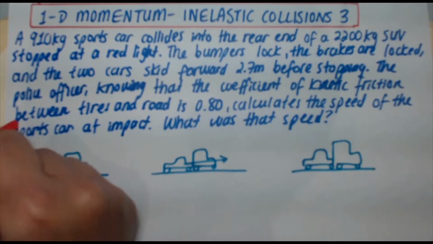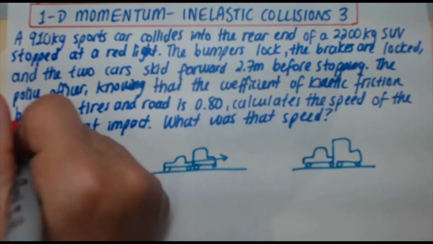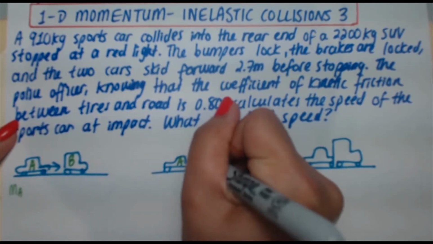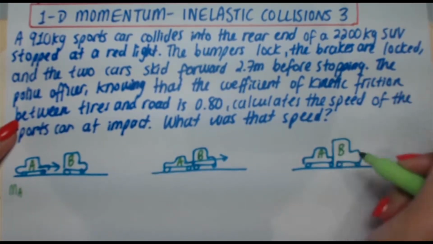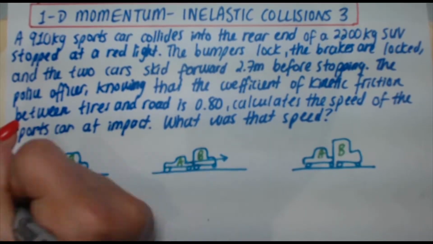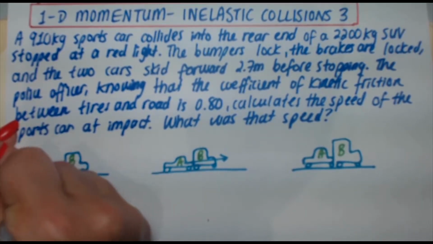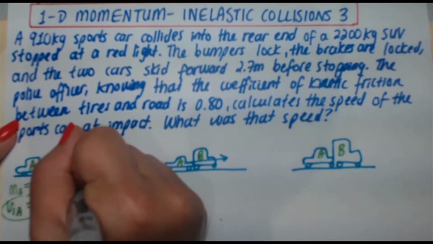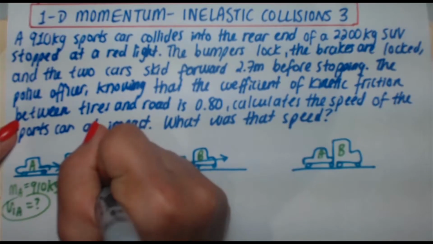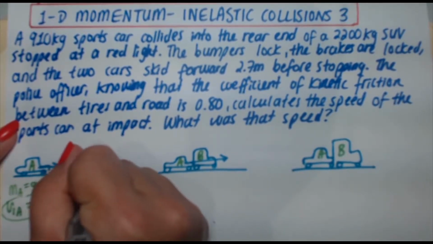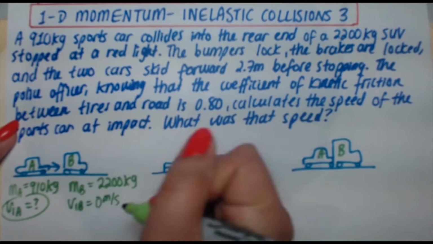We're given the mass of A. We'll call the sports car A and the SUV B. So here we go, A and B. Mass of A is 910 kilograms. V1A, the initial speed of A, is what we're looking for. We don't know what it is. Mass of B, the SUV, is 2,200 kilograms. And the initial speed of B is 0 because it's at rest at the red light.